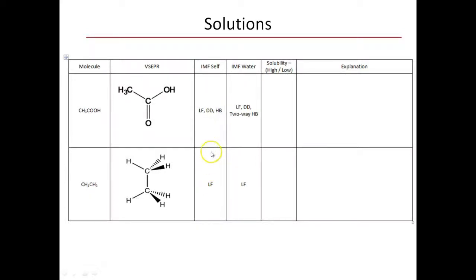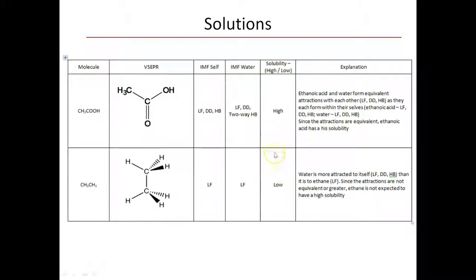As a result, if we look at the intermolecular forces between our particles in water, we'll have London force, because they're between everything. Both water and my ethanoic acid are polar molecules, so I'll have dipole-dipole attractions. And also because both water and ethanoic acid can form and receive hydrogen bonding, I have two-way hydrogen bonding. Whereas this nonpolar molecule will only form London dispersion forces with water. So as a result, we would say that my ethane has low solubility while my ethanoic acid has high.